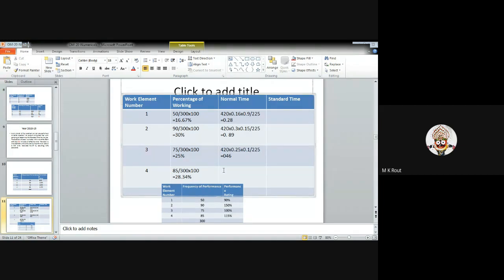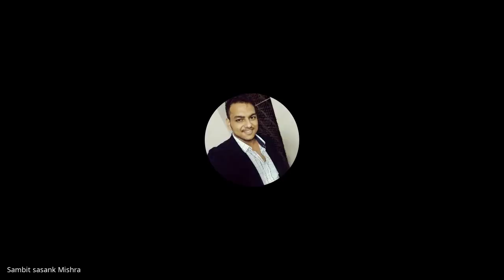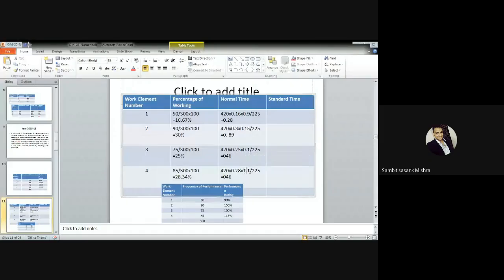Moving to the last one. 420 into 0.28 into 1.15. The answer is 0.60.